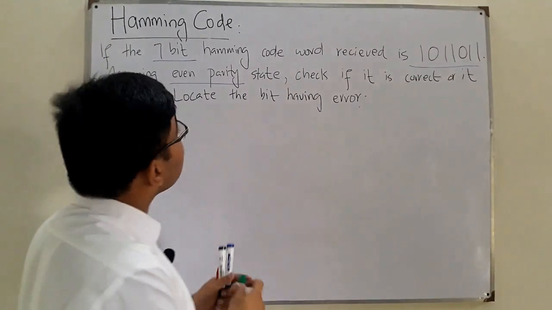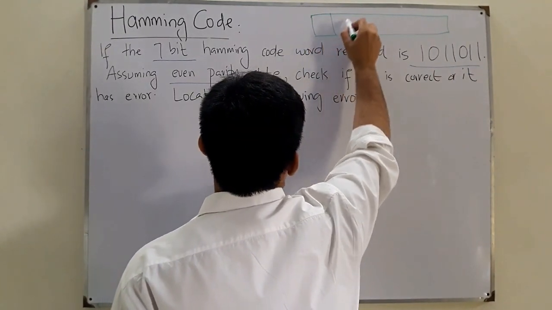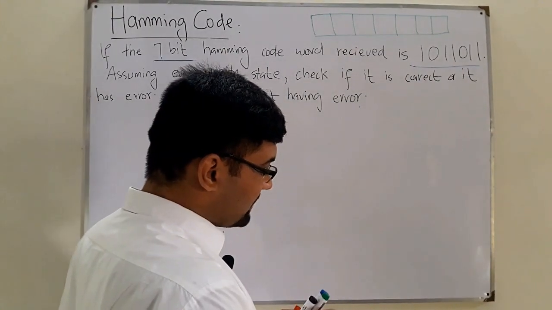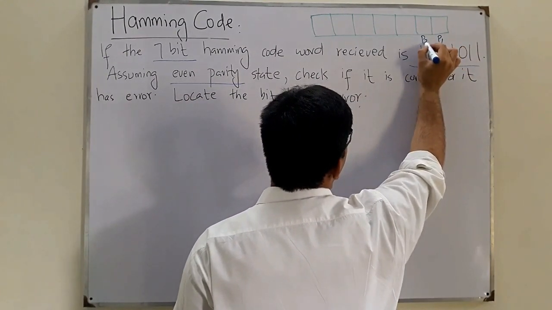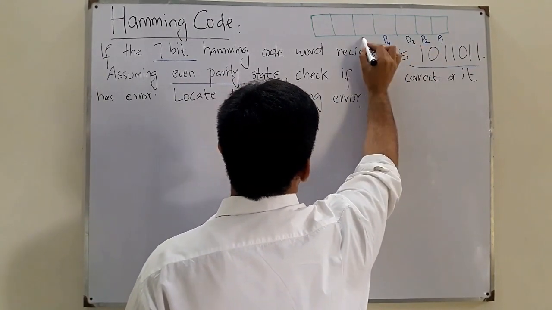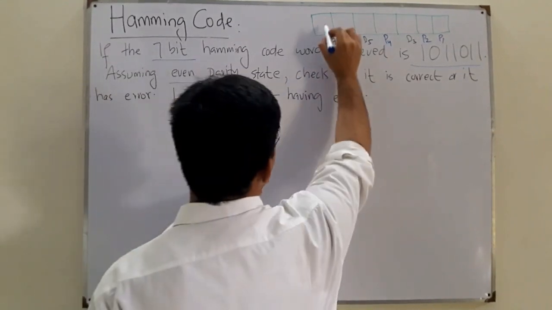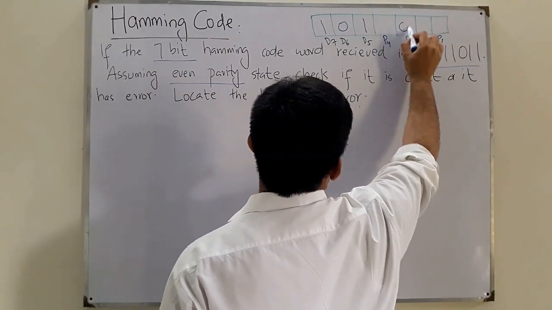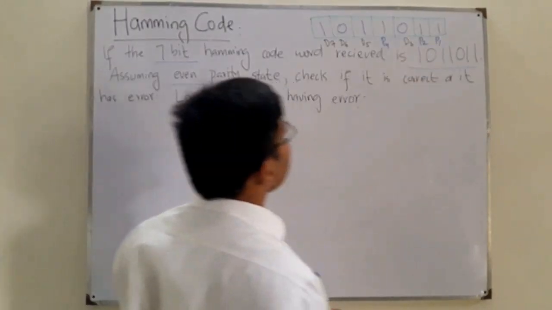So let me draw a block like previously I have drawn, in which, let's say, 1, 2, 3, 4, 5, 6, and 7. Again, P1, P2, and P4, the 1st, 2nd, and 4th bits, would be parity bits, and the others would be the data bits: D3, D5, D6, and D7. So I write the code word inside it: 1011011. Okay, so I've written it down.